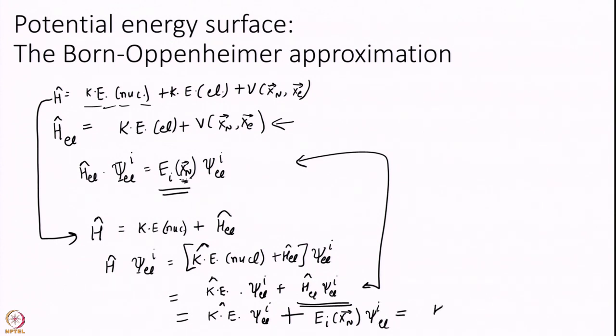So, this is equal to nothing but kinetic energy of nucleus plus E_I of nuclear positions on psi electronic. Okay. So, I have just applied H into psi electronic of I. I have not made any actual approximation so far.